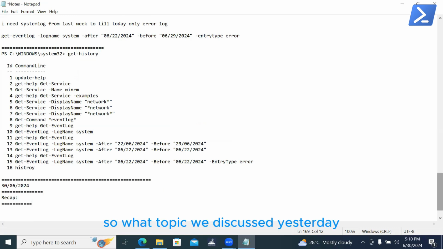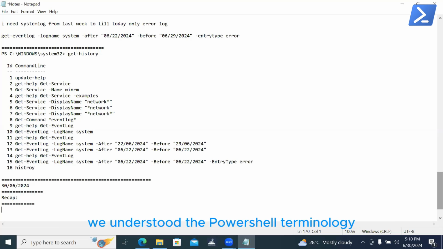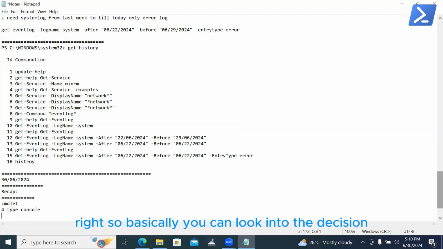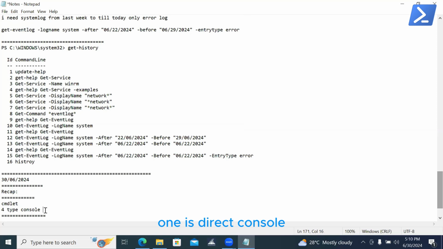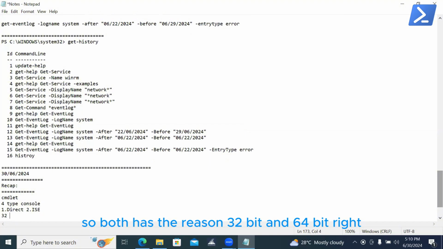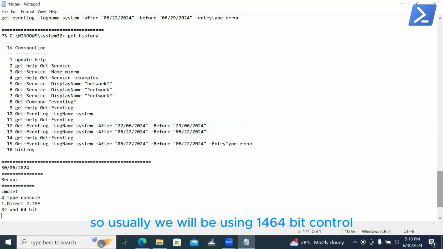So what topic did we discuss yesterday? Yesterday we started our journey with PowerShell, right? We understood the PowerShell terminology called a commandlet. We understood there are four types of console. You can look into the design. One is the direct console. Second one is the ISE console. Both have 32-bit and 64-bit versions, right? Usually we will be using the 64-bit console, direct and ISE.